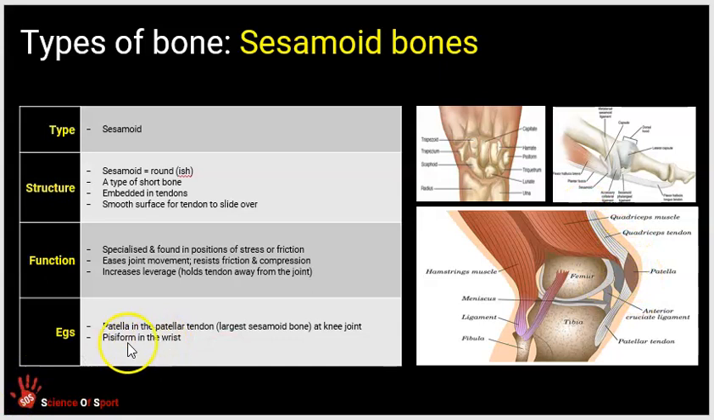There is another one, the pisiform bone in the wrist. I think this is the diagram up here. Sorry, this is the diagram over here showing the pisiform. But I would suggest that the patella is the easiest one to remember.